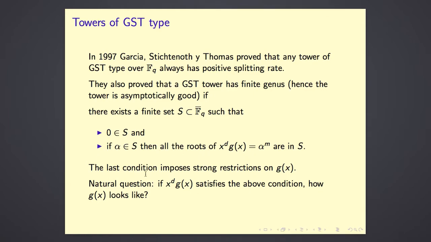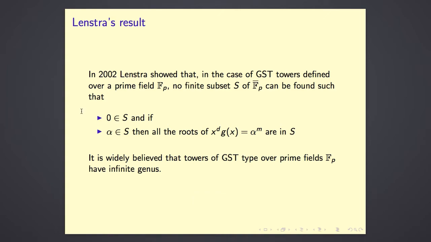So obviously the last condition imposes some strong restriction on g of x, and the natural question is, if you have a polynomial x to the d times g of x satisfying the above condition, what does this polynomial g of x look like? Related to this problem, Lenstra in 2002 proved that in the case of a GST tower defined over a prime field, then no finite subset S of the algebraic closure of Fp can be found satisfying the above condition of Garcia, Stichtenoth and Thomas.